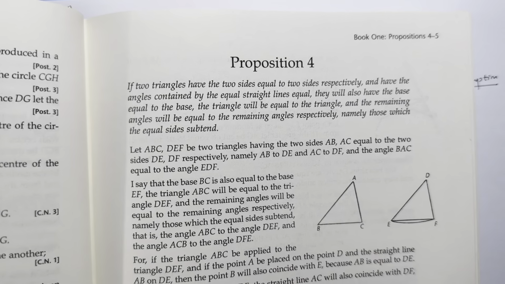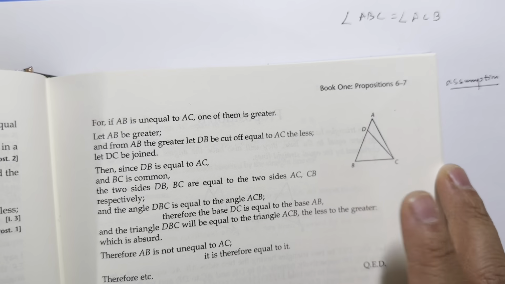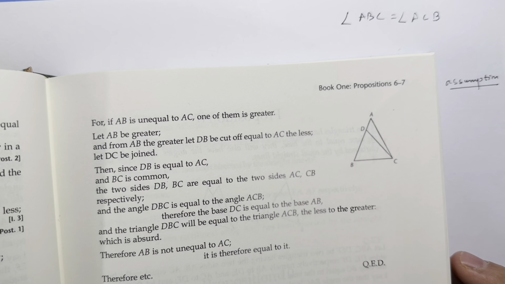I don't think so. 5, 4, 3, 2, 1. None of them are contradictions. Proposition 6 is the first proof by contradiction. Fairly simple.